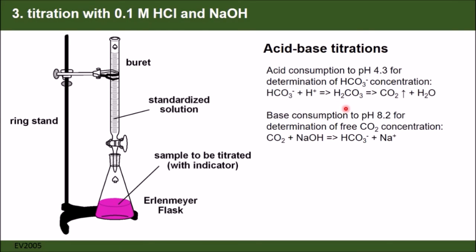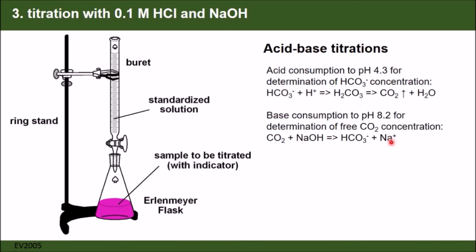And as an analog to that, we will also use the base consumption to pH 8.2 for determination of free CO2. Yeah? This is the other way around. So if we have free CO2 in our samples, we can add sodium hydroxide here, and the CO2 will react with the hydroxide here to bicarbonate again, and well, sodium will be released to solution then.